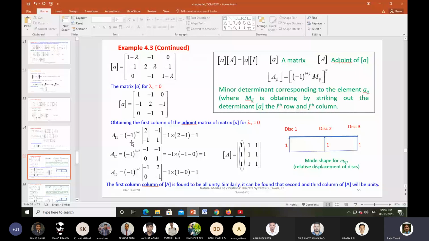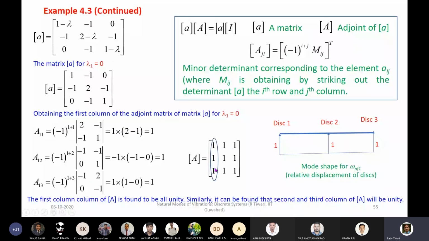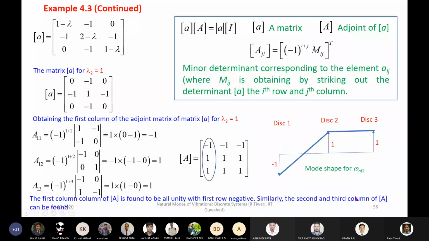If I obtain the second column also, that will also be the same or proportional to the first or third column. So the adjoint matrix is basically, you will find that any column you take will be proportional to the eigenvector. So this is the rigid body mode. In the rigid body mode, all three disks, the wagons, have the same motion. So 1 1 1. The same thing we can repeat for the second eigenvector, and in that you'll find that you need to find one of them, and the others will remain the same.